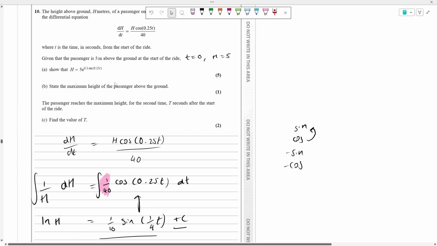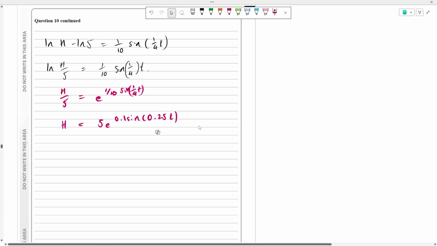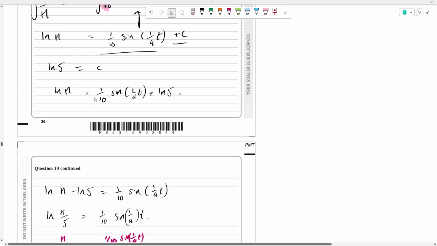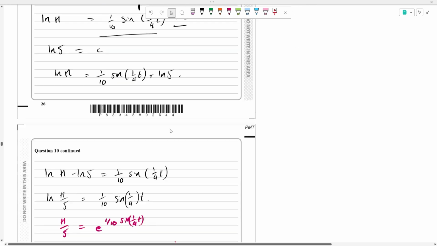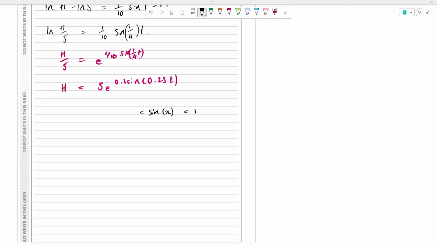Part B, therefore state the maximum height of the passenger above the ground. Okay, so the way that this works is essentially, you could think about doing it in terms of the differentiation, but I think that could make it a bit complicated. I think another easier way is just think about how trig values work. Well, the maximum a sine function can be is 1, and the minimum is going to be -1. So that's the maximum function, maximum height.